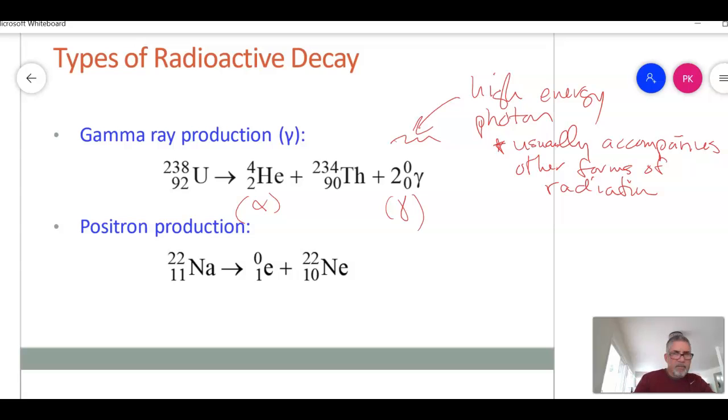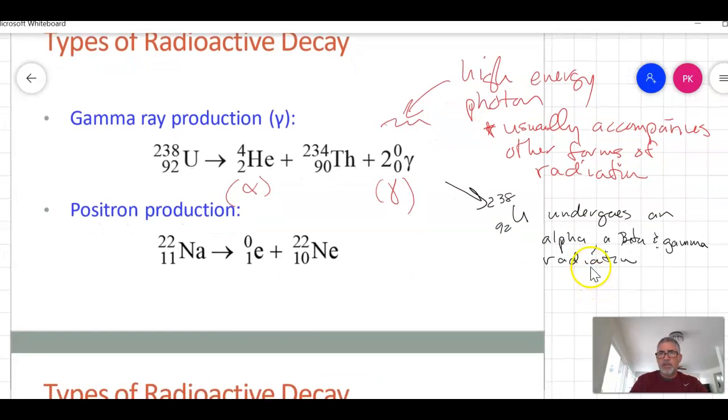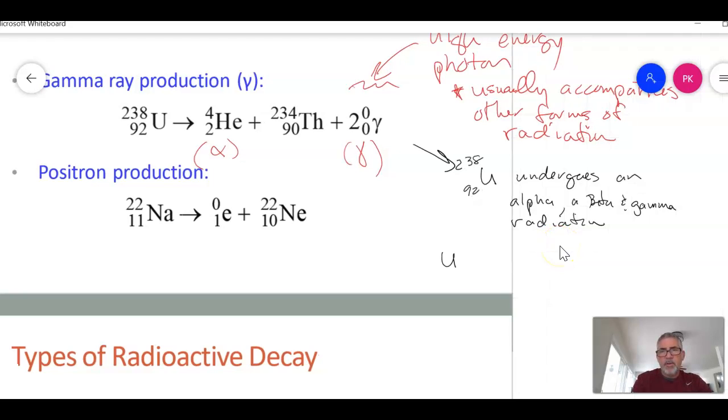So let me give you an example of something here, right? If I said uranium, so if I had uranium 92, right, 238, that should be 2 there, my pen didn't read. So uranium 238, right, undergoes alpha, beta, and gamma radiation. So let's see how we would do that. So you would start with uranium 238, 92.